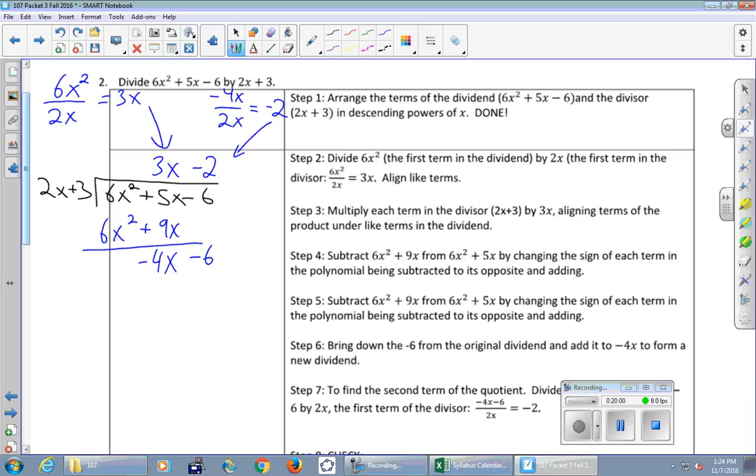Okay, and now we're distributing that -2 times the whole 2x plus 3. I see -4x minus 6, is that right? Okay, what happens when we subtract? 0, not -12, 0.